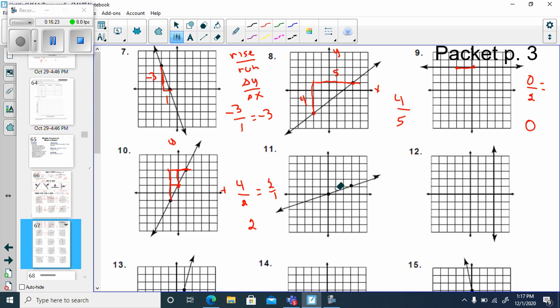Now let's look at this one. I'm going up 1 and over 1, 2, 3. My slope is 1 over 3. Notice the bigger the slope is, the steeper the line is. This slope is 2. It's pretty steep. This slope is 1/3. It's not as steep, is it? We know it's positive because as you go from left to right, the line's going up.